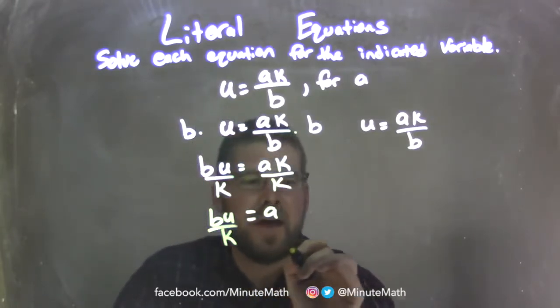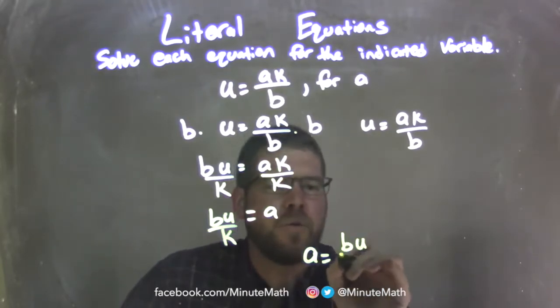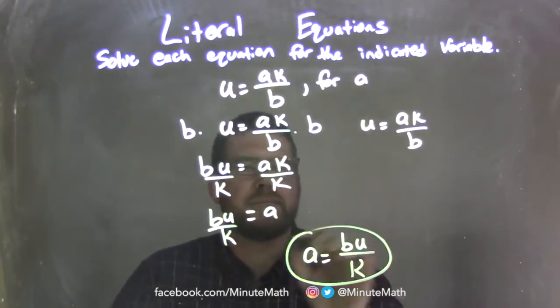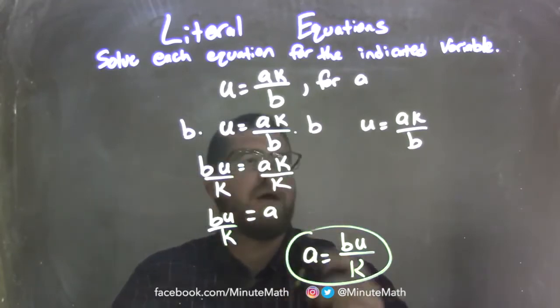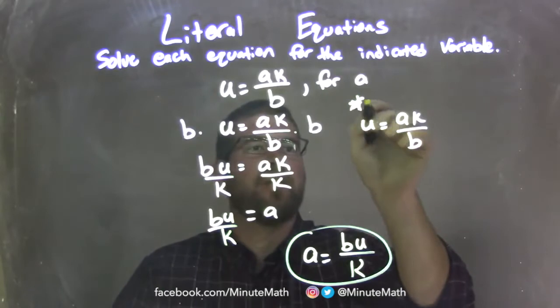And so I can rewrite this to have A come first, and A equals BU over K. And there we go. Pretty simple, right? Divide by K. Or I can do it all in one step, and this is like another little method if you want to do it that way.